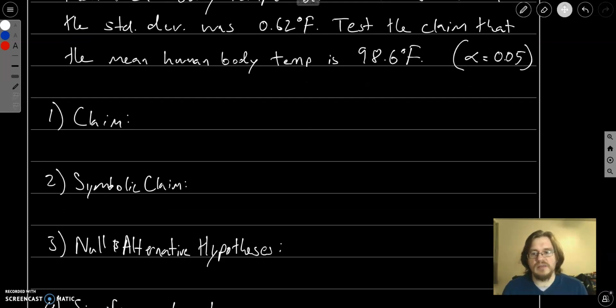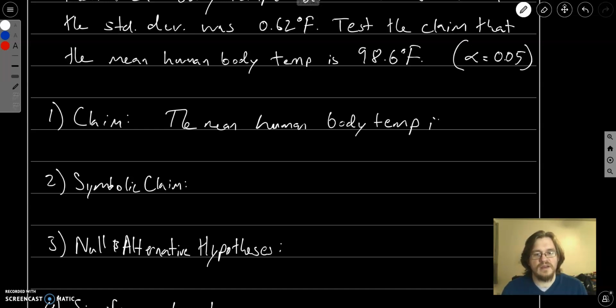We want to test the claim that the mean human body temperature is equal to 98.6. So the claim is just that: the mean human body temperature is 98.6 degrees Fahrenheit. So symbolically, the mean, we normally use mu, and we want to say that mu is going to be equal to 98.6.